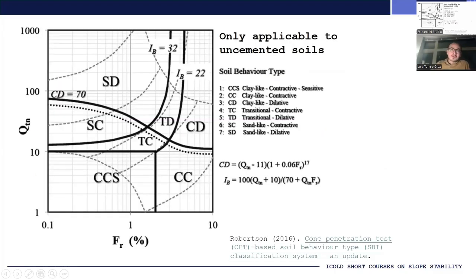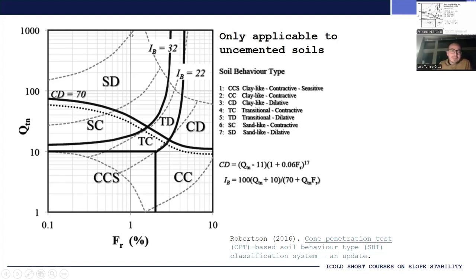Now I'm going to show you the chart proposed by Peter Robertson. Again, it is based on CPT results. So there's a lot of information packed into this chart, so let's break it down. The first thing that I want to ask you is to please ignore these dashed lines in the background. Those dashed lines correspond to an earlier version of a chart by Peter Robertson, and he included them in this figure just for comparison purposes, but they play no role in the interpretation.